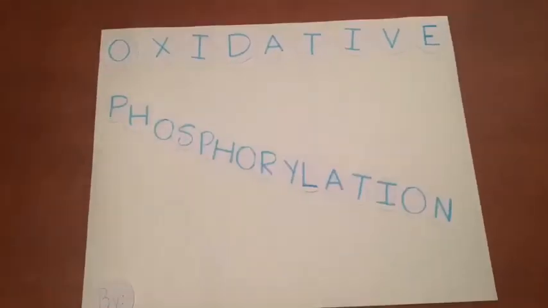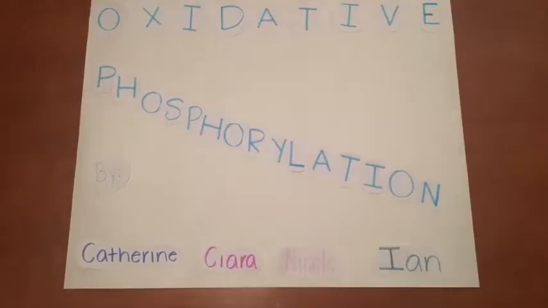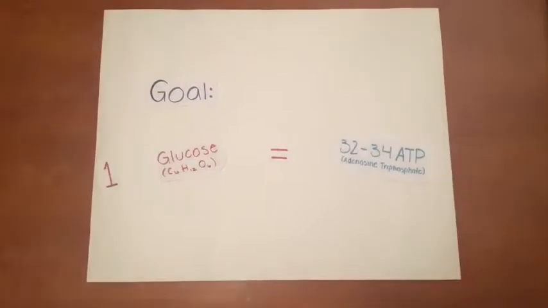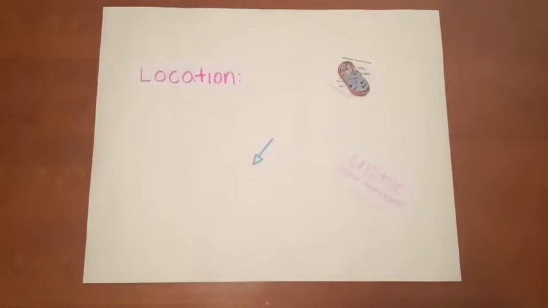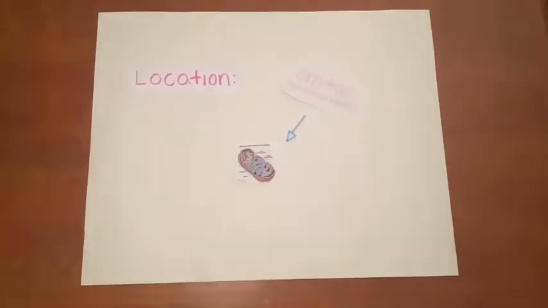We're going to teach you about cellular respiration, specifically the last step, oxidative phosphorylation. Oxidative phosphorylation uses NADH, FADH2, and O2 to produce ATP energy in the electron transport chain and ATP synthase. The ETC is located in the inner membrane or cristae of the mitochondria. Oxidative phosphorylation occurs in aerobic conditions, meaning oxygen is present.